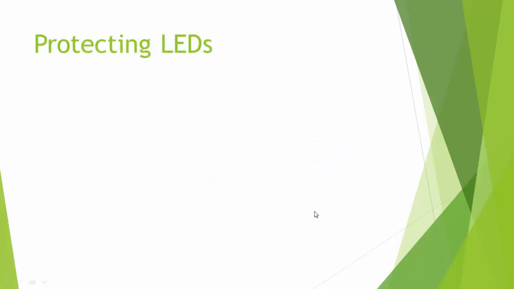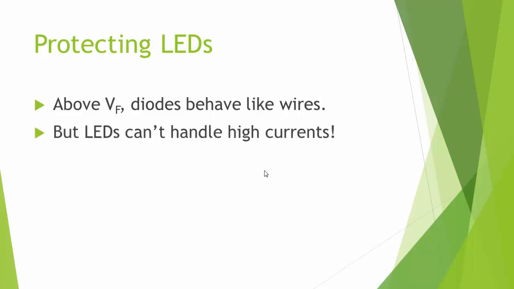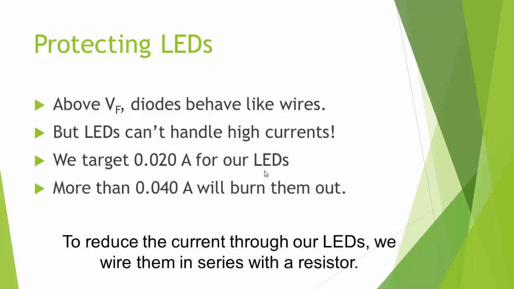Okay, so there is something else we need to consider when we're looking at LEDs, and that's that they need protection from too much current. Above our forward voltage, they behave like a wire, like a short circuit. But unfortunately, LEDs can't handle very high currents at all. We target about 20 milliamps for our LEDs, and anything above about 0.04 amps, 40 milliamps, will burn them out.